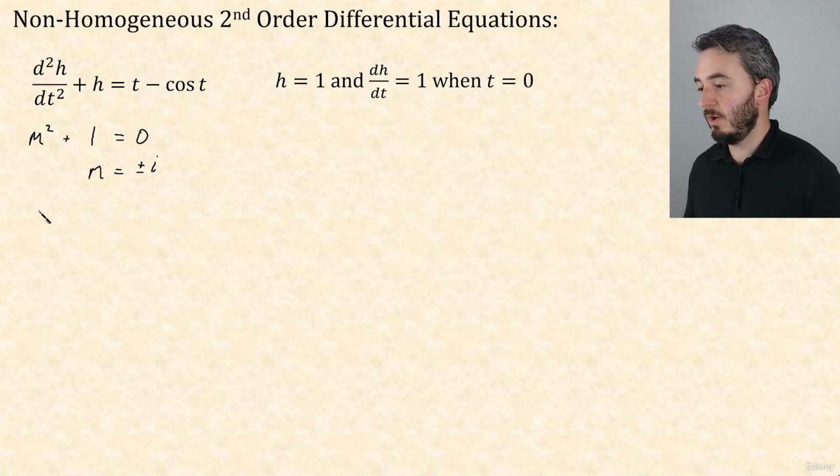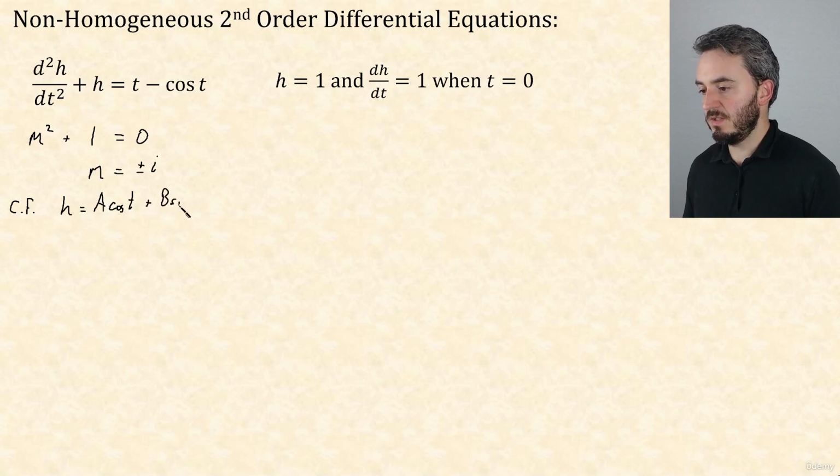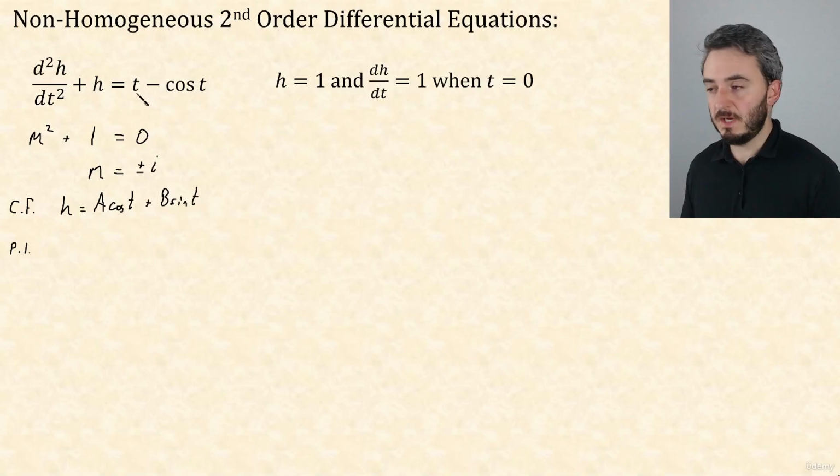So this means our complementary function is h equals e to the 0, so that's just 1, times a cos 1t plus b sine 1t. Okay, now turning our attention to the particular integral. So what would we like to guess? We'd like to guess a general linear term for this, and then some amount of cos t and some amount of sine t.